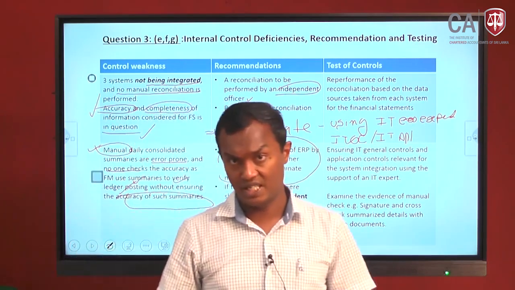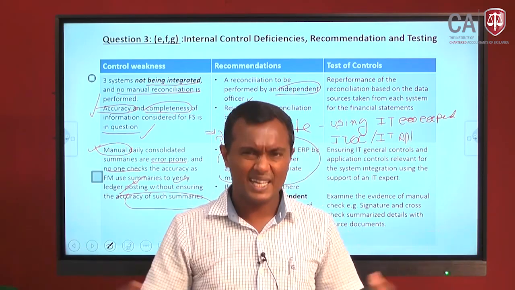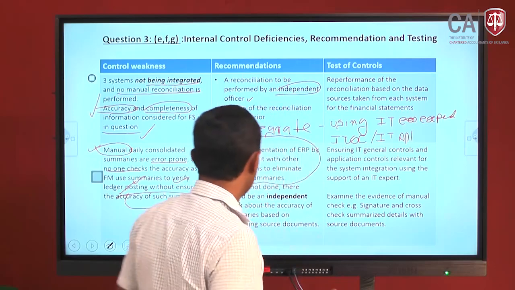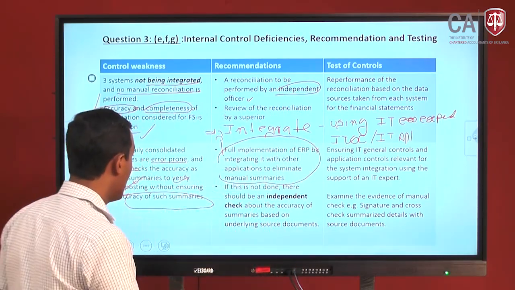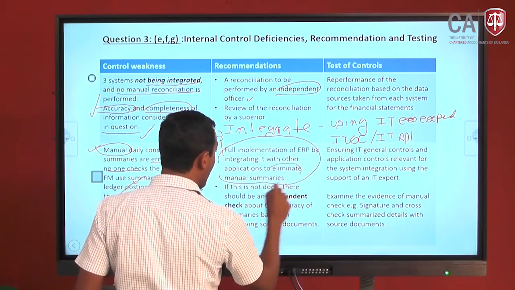manual summaries? The definite way is to automate and integrate, that IT change the auditor can recommend. That is why I said this point can be applicable with full implementation of the system, thereby integrating with all other applications to eliminate manual summaries.